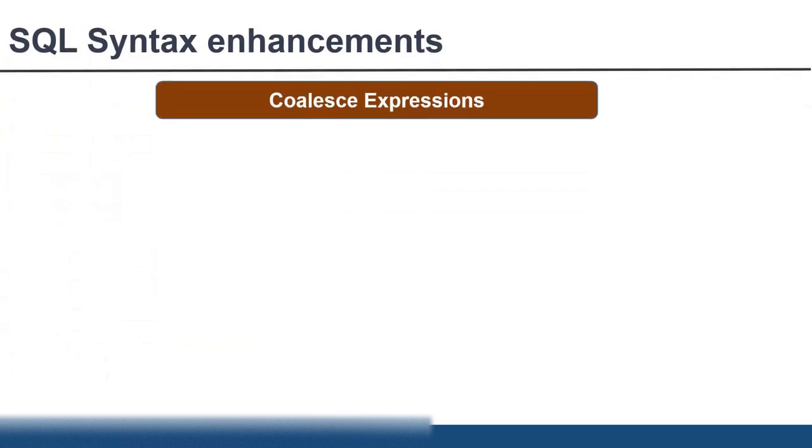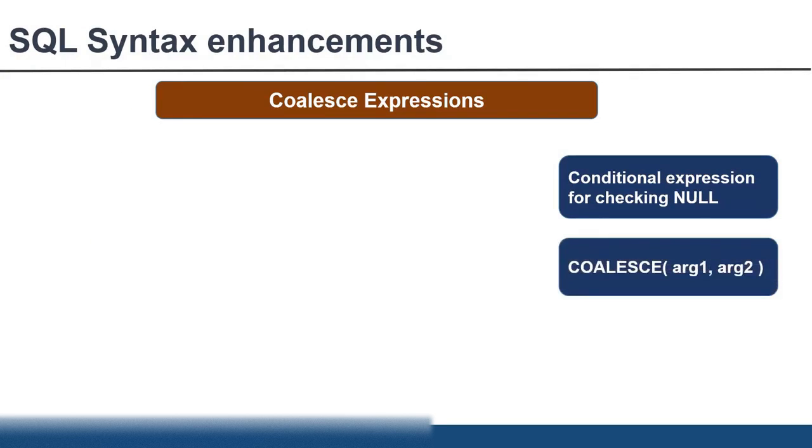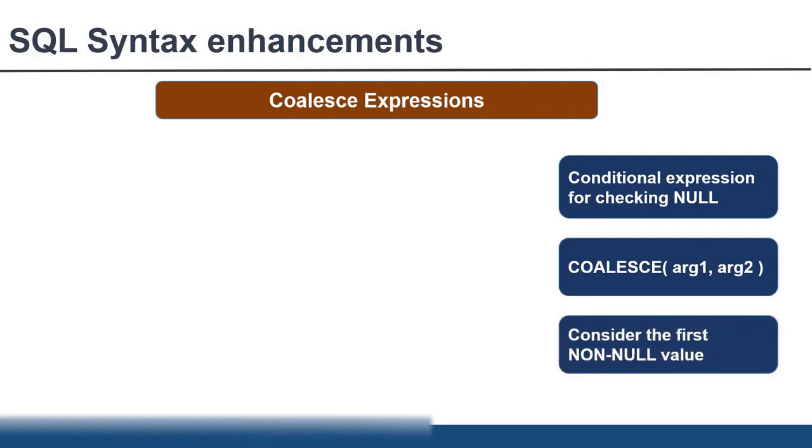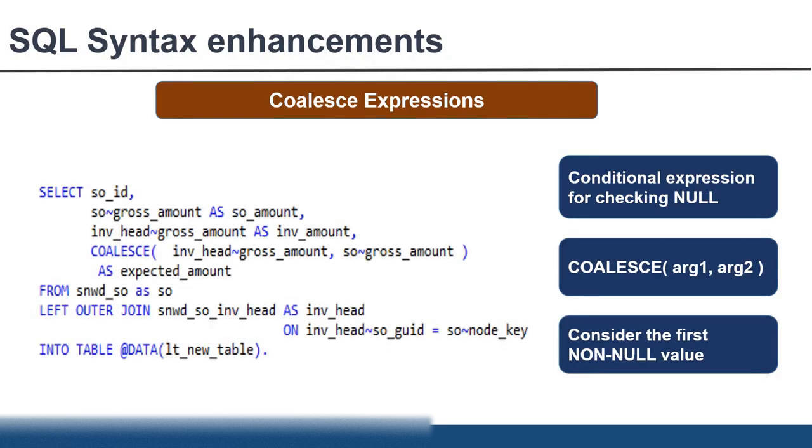Coalesce expressions. This is a conditional expression for checking null value. You have to pass two arguments to this function. If the value of argument 1 is not null, then that value is returned. Else, it will consider value of argument 2. Consider the example given in the screen.